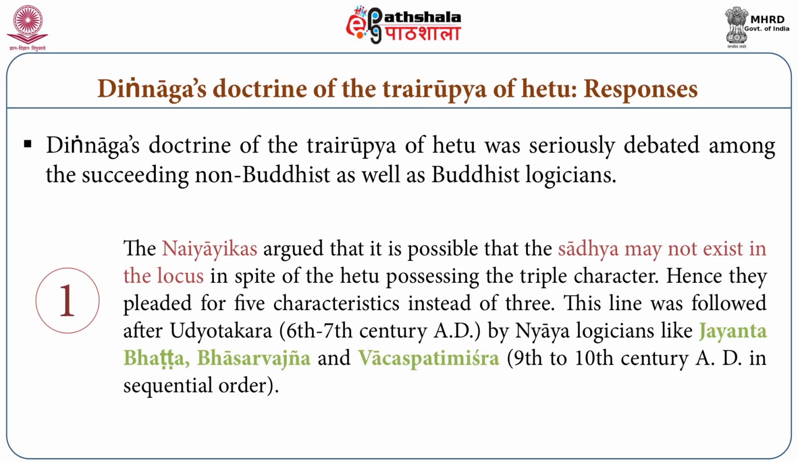introduced by Dinnaga. Now, Dinnaga's doctrine of the trairūpya of Hetu was seriously debated among the succeeding non-Buddhist as well as Buddhist logicians. The Nyayikas argued that it is possible that the Sadhya may not exist in the locus in spite of the Hetu possessing the triple character. Hence, they pleaded for 5 characteristics instead of 3. This line was followed after Udyotakara by Nyaya logicians like Jayanta Bhatta, Bhasarvajna and Vachaspati Mishra.